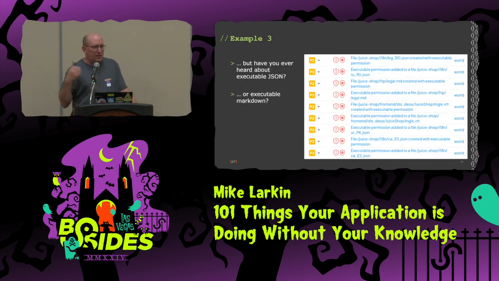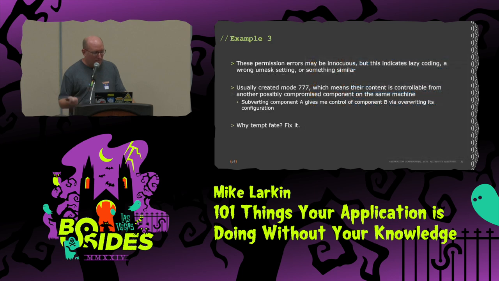If I have a piece of an application that's writing a JSON configuration file with mode 777, what does this mean for something else on the machine? If I commandeer a different component, I can now affect the configuration of a different thing on the system, right? I don't understand why this happens, but it does. So why tempt fate? Fix it.